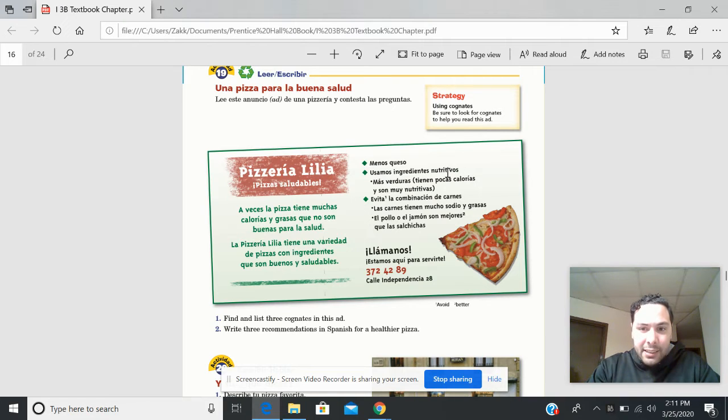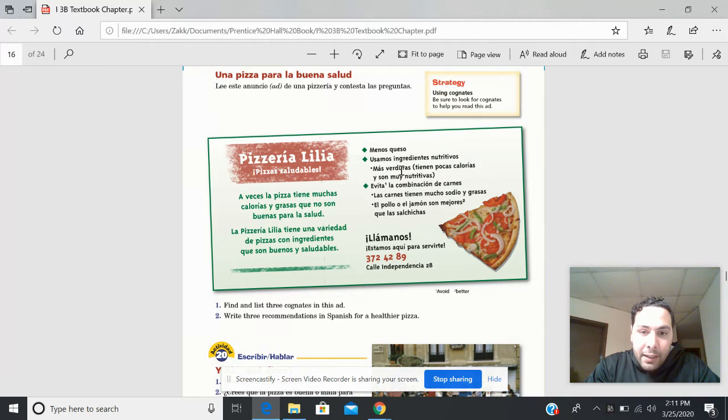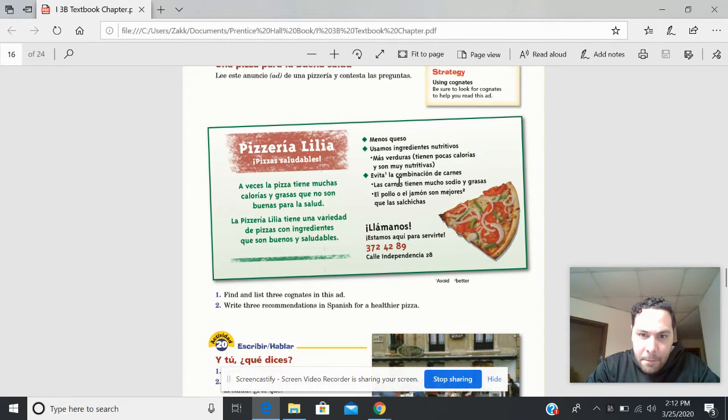See how this says nutritivos? That means nutritious. It even looks like the English word. So that's how you know it's a cognate. If it looks like the English word and it means the same thing, then it's a cognate. Let's find another one. Okay? A lot of you guys chose ingredientes. That's a cognate because the word ingredientes looks like ingredients. So you know that's a cognate.